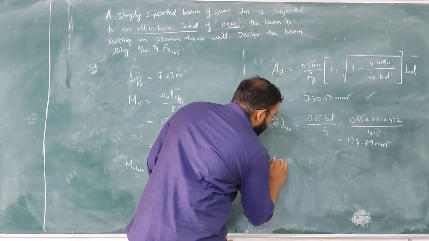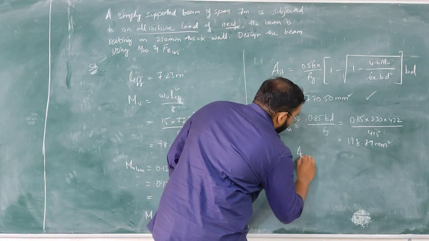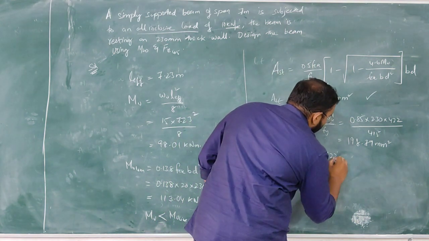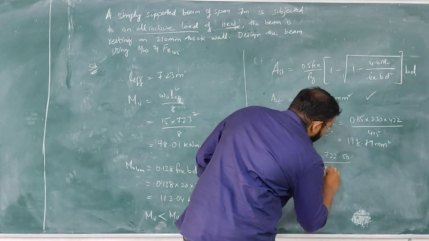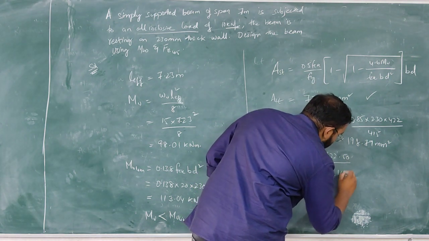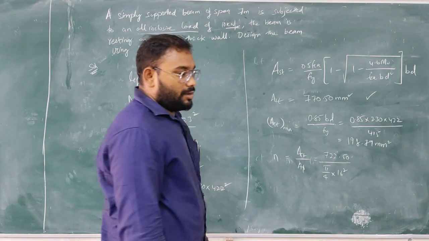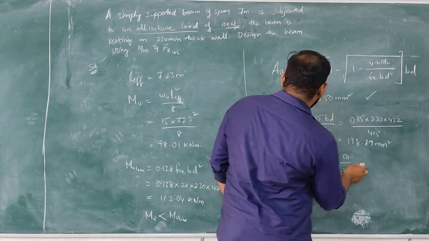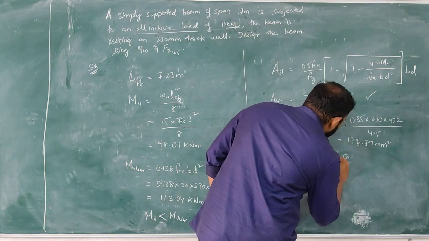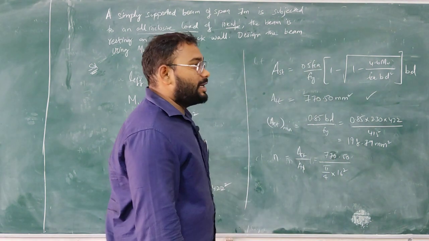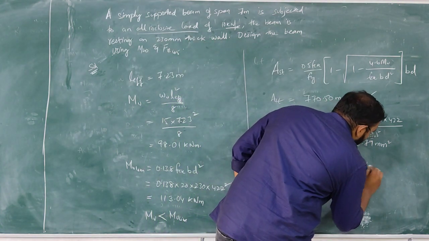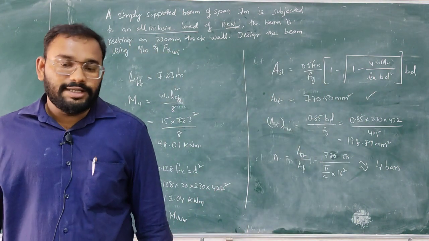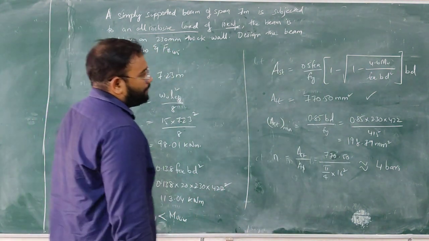Now convert into number of bars. N is equal to Ast by Aφ, which is equal to 770.50 divided by pi by 4 into 16 square. So how much is this? It is approximately equal to 3.83, which is equal to 4 bars.